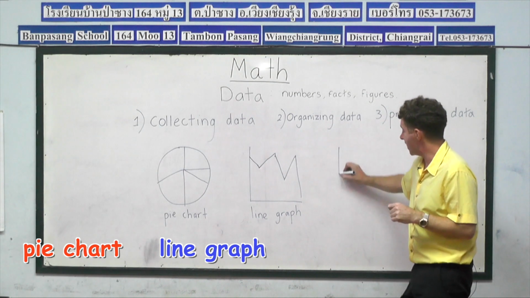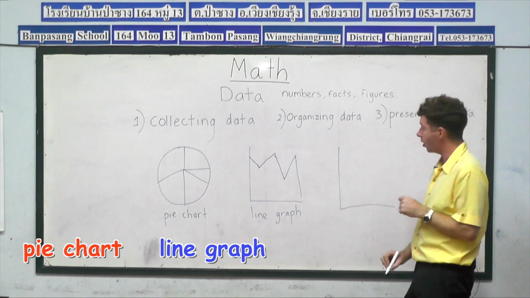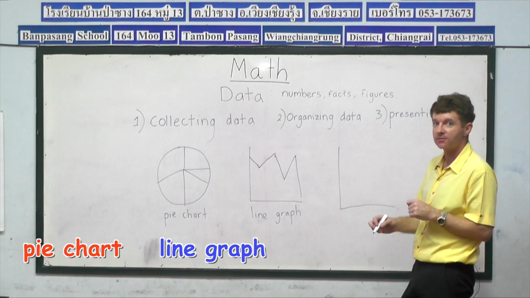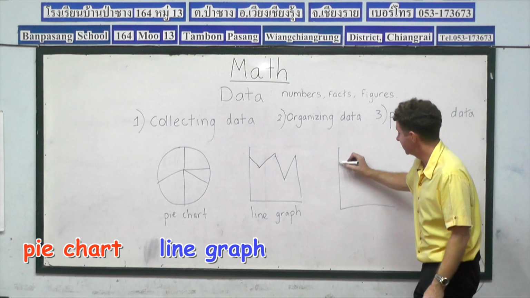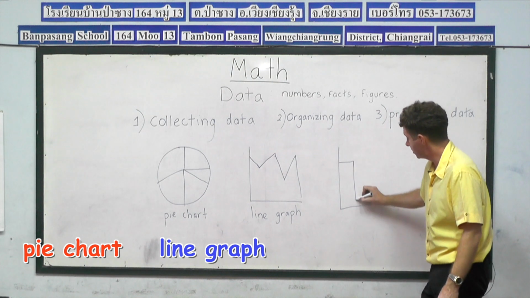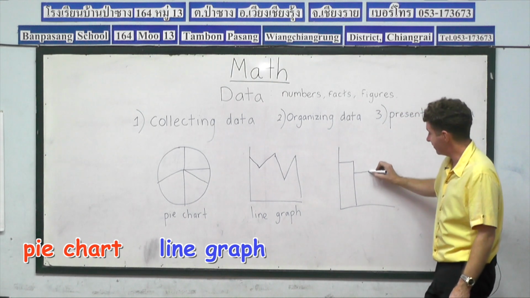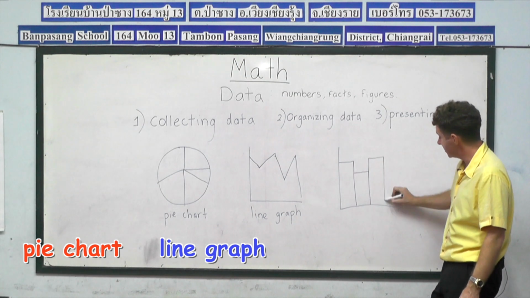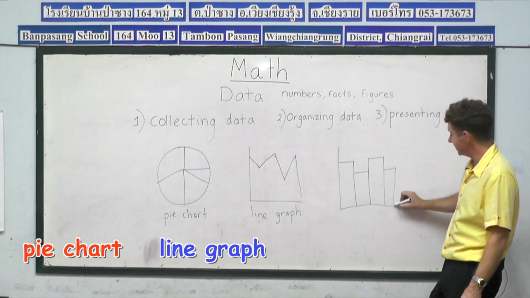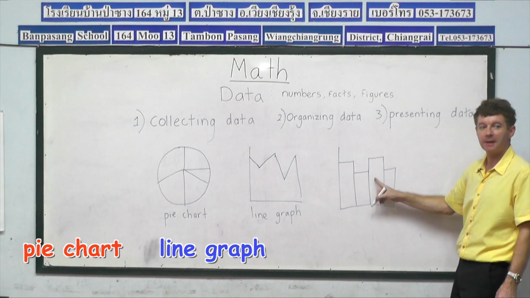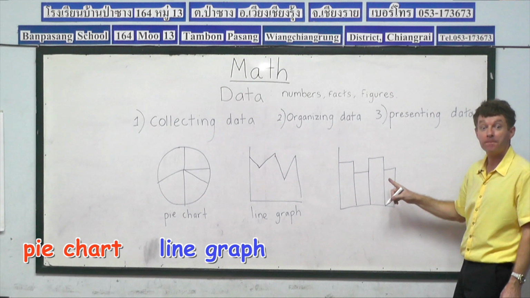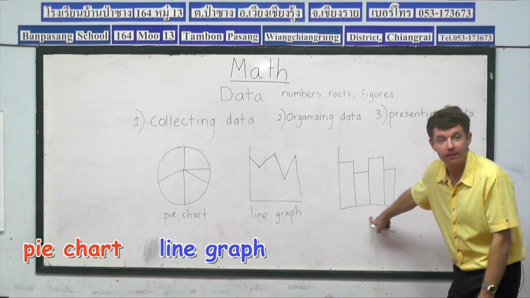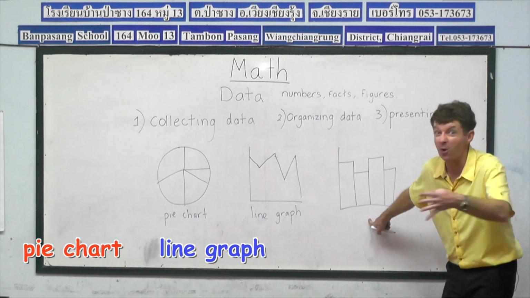So let's draw our axes again, vertical and horizontal. But this time it's not a line graph or a pie chart, it's somewhere in between. If we draw different types of things like this, can anybody remember what we call these things here? Beginning with B. Bar. Excellent. So this is a bar graph or bar chart.